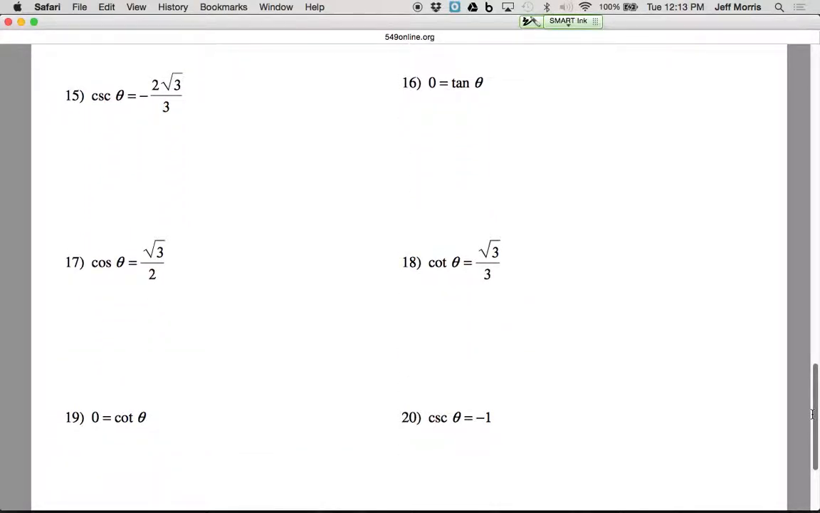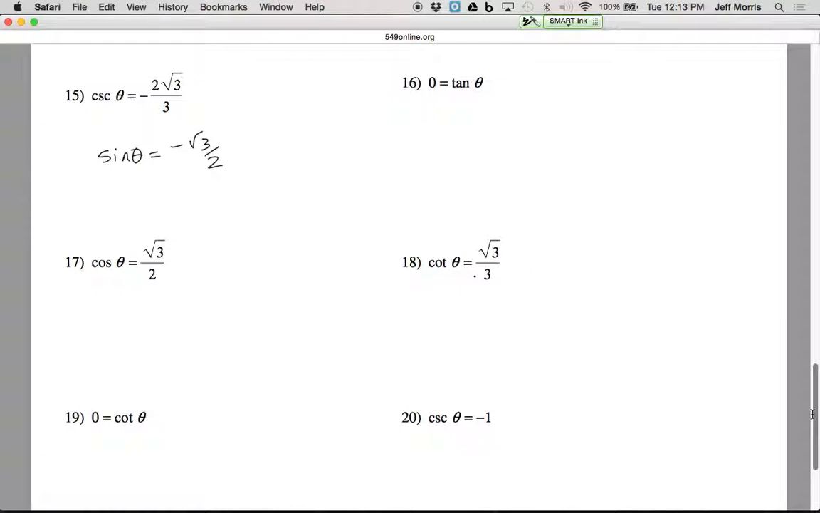This one right here would be sine theta is equal to what? Negative root 3 over 2, so that'll be 4 pi over 3 and 5 pi over 3. This one is 0 and pi again. This one is pi over 6 and 11 pi over 6.